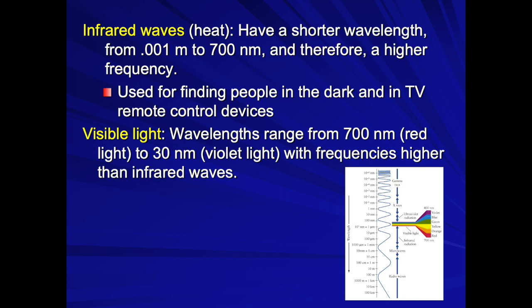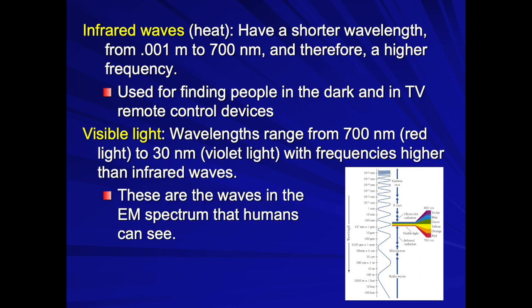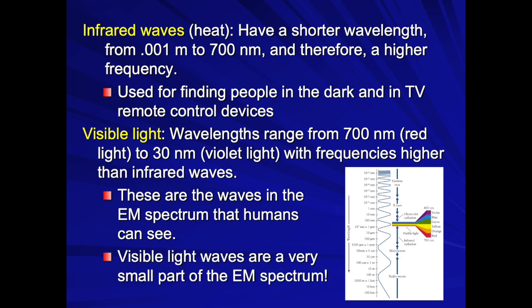Visible light is what we can see in the electromagnetic spectrum. It's the only part of the spectrum that we can see with the naked eye. Wavelengths of visible light go from about 700 nanometers, which is red light, to about 400 nanometers, which is violet light. The frequencies are higher than infrared.